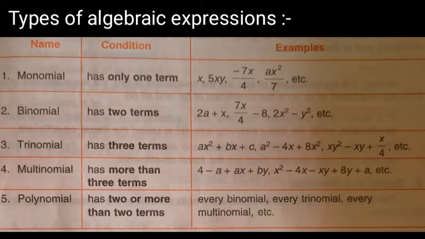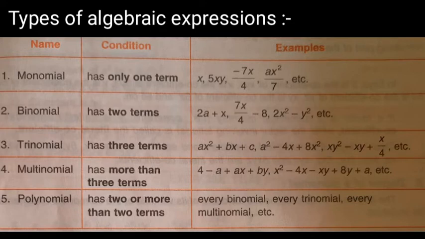Now the fourth one is multinomial. A multinomial means what? It has more than three terms. For example, 4 minus a plus xy plus by, and x square minus 4x minus xy plus 8y plus a. In the first example there are four terms, 4a, ax, xy and by, and in the next example there are five terms, x square, 4x, xy, 8y and a, which are separated with the help of addition and subtraction signs.